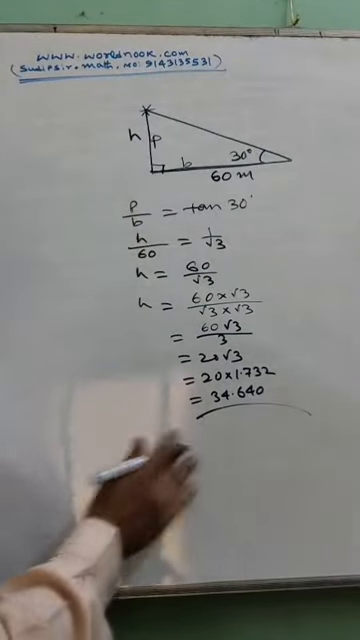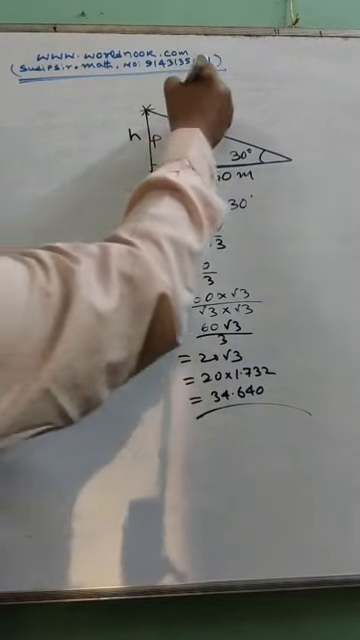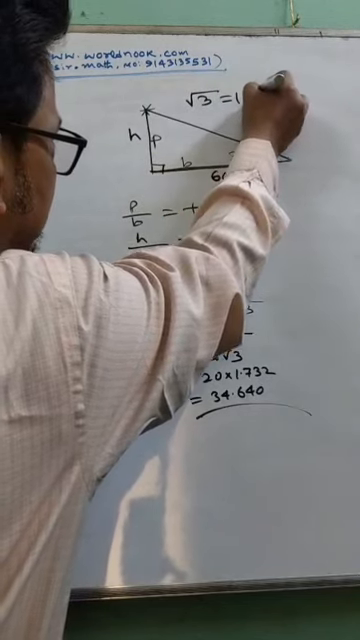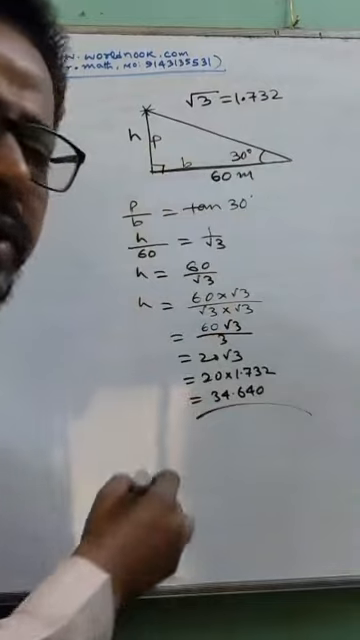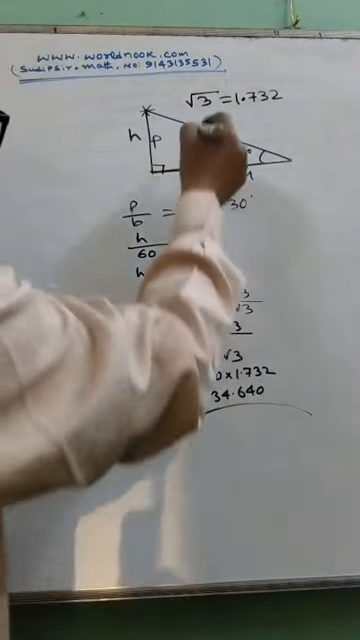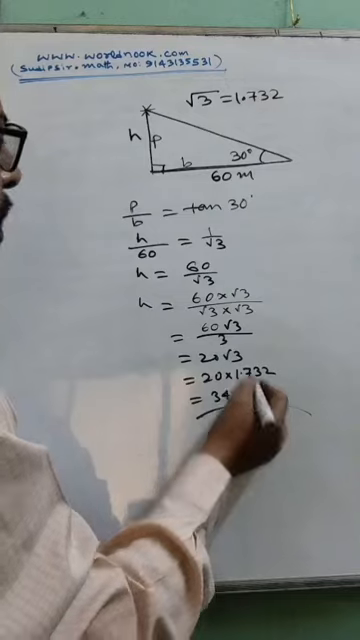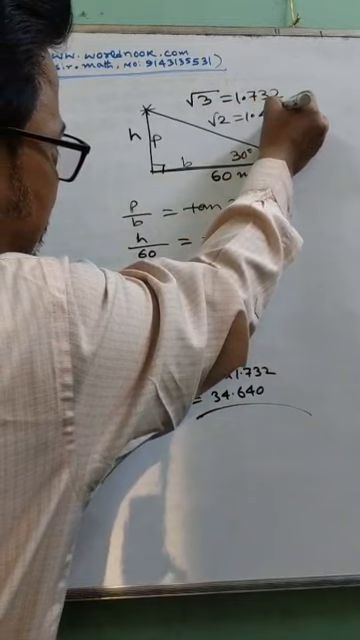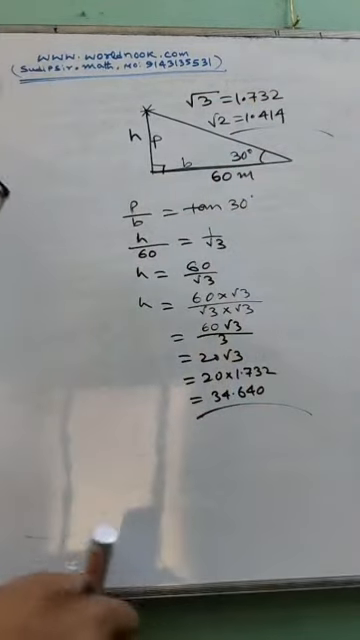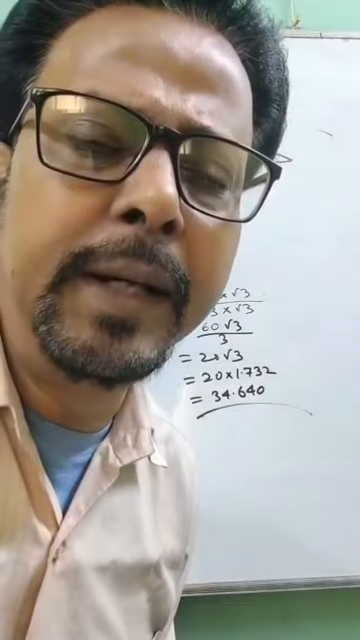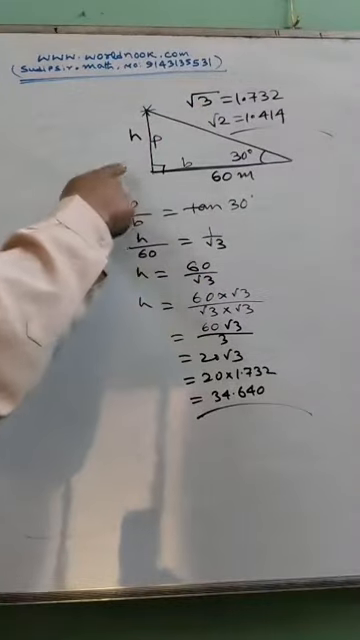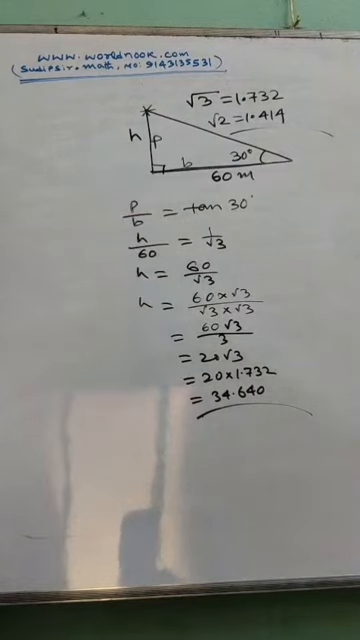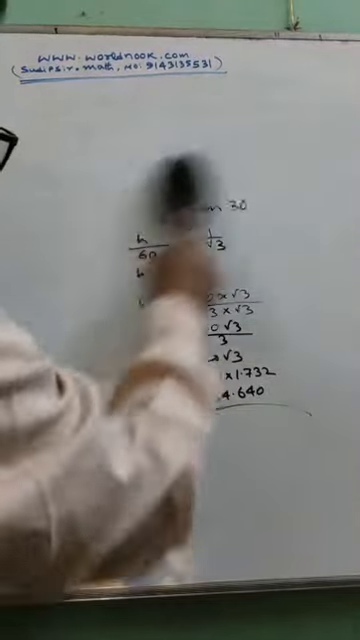So for this type of sum, you have to remember two things: root 3 equals 1.732, that is the decimal value, and root 2 equals 1.414. You can use these to get the nearest value. Okay, so you can easily find the height of the tree. I am giving another example.